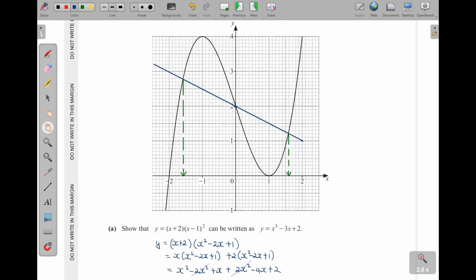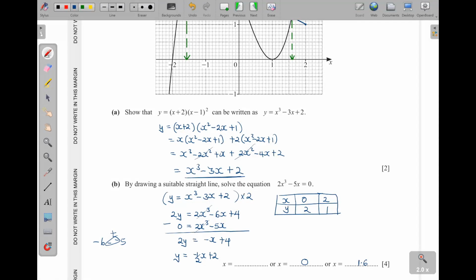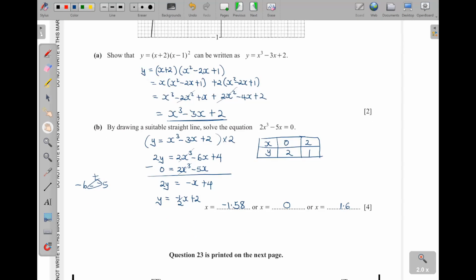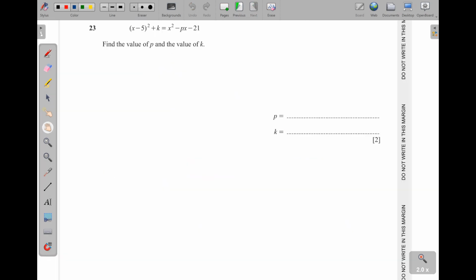Okay, so now we can write negative 1.58. Since that one wasn't exact, it was in between, they can give a range of values. Like this one, they gave negative 1.5 to negative 1.6, and this one here is 1.5 to 1.6, like that. So if your answers fall within, you are marked correct.